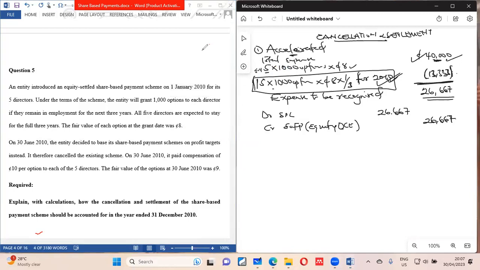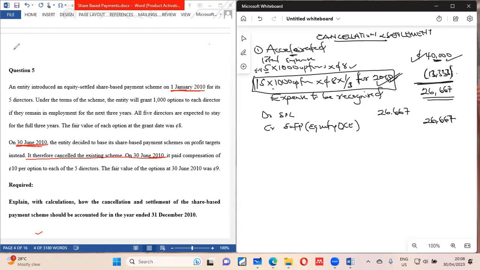Yes, sir. If the thing is at this date, it means that when they issued it in January 2010, they canceled it. They said that they canceled it. This is the date they canceled it. So it's just 6 months of what they did. So over here, there is no proration anymore.